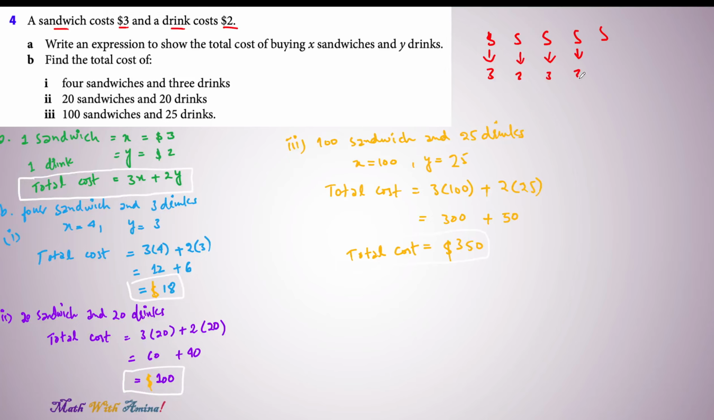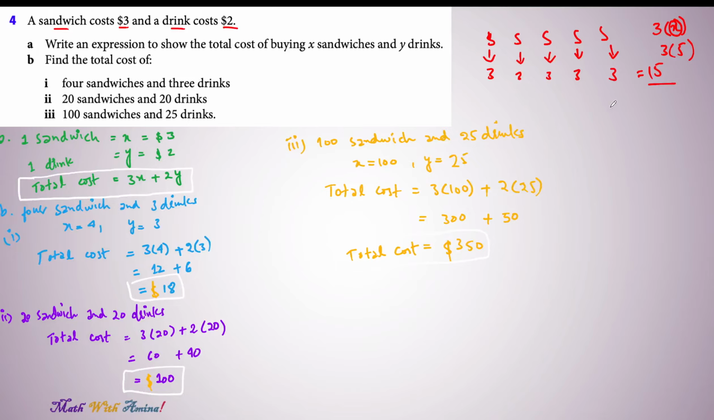Just to make the concept clear, 3 ones are 3, 3 twos are 6, 3 threes are 9, 3 fours are 12, 3 fives are 15. So it means that 5 sandwiches, each having the cost of $3, will cost us $15. So in here we are having 3x, where x is the number of sandwiches. So if it is 5 sandwiches, it would be $15.